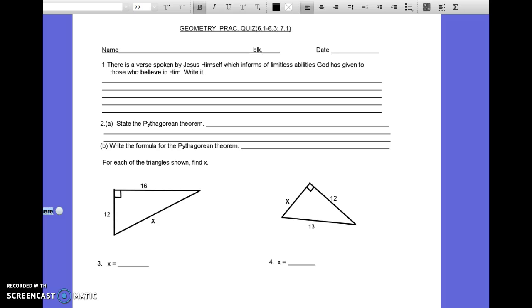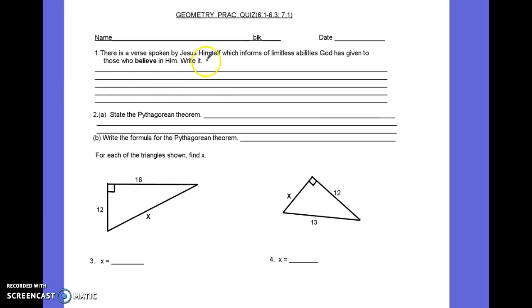Of course, I'm going to start with this one, being number 1. There's a verse spoken by Jesus Himself, which informs of limitless abilities God has given to those who believe in Him. So I want you to write this verse, and I trust it will be written on your hearts as well. I'll just say it with you right now because I know you've got it written down, and this is just an attempt to write it even more indelibly on your heart.